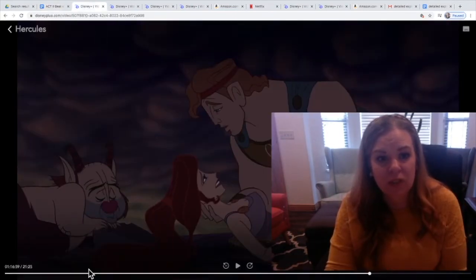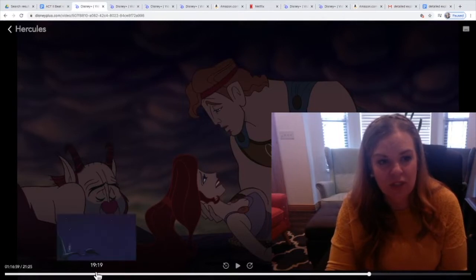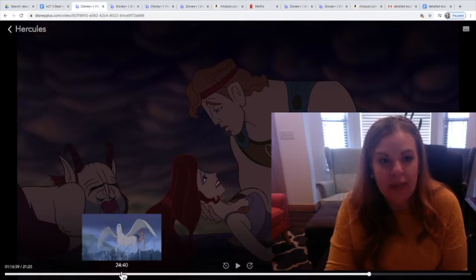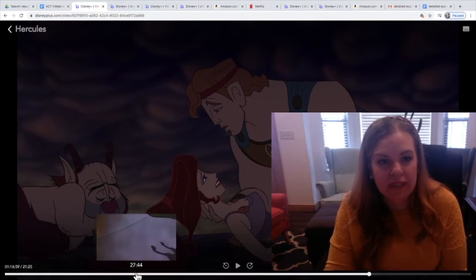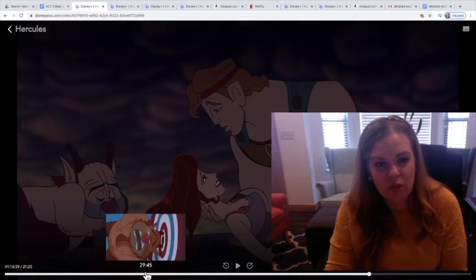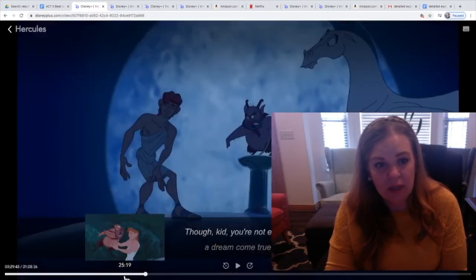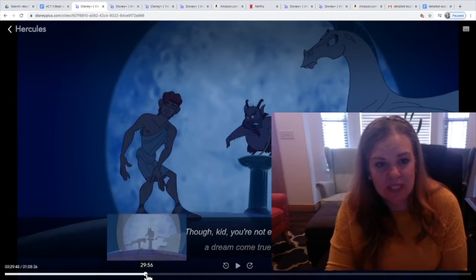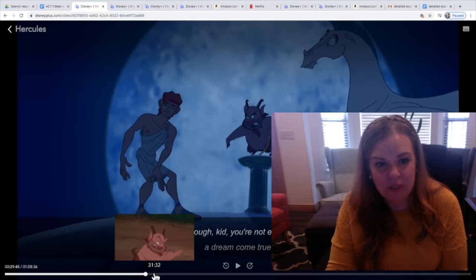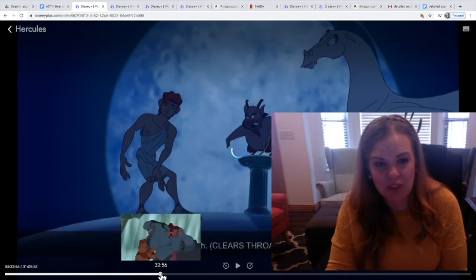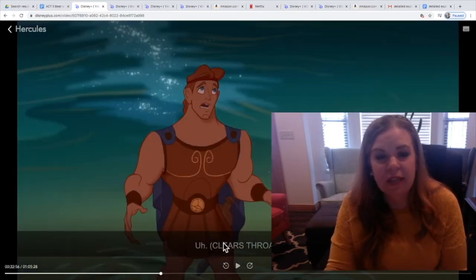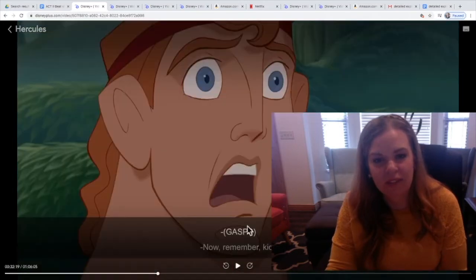So the A story in Hercules is Hercules trying to find out where he belongs and who he is and how to be a hero. And the B story is where he meets Meg. The B story is not going to come before the act break, probably. So it's going to be about 30-ish minutes into the movie. You're going to see a second story start to emerge. Here is where Hercules meets Meg.